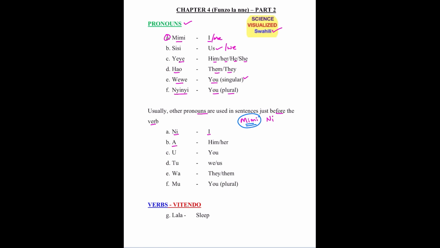A means him or her. You could say yeye a. And then u is you. So wewe u. Wa is for they or them. So remember, they or them: hao, and then wa. Mu means you, all of you. U is just one of you, and then mu is all of you.